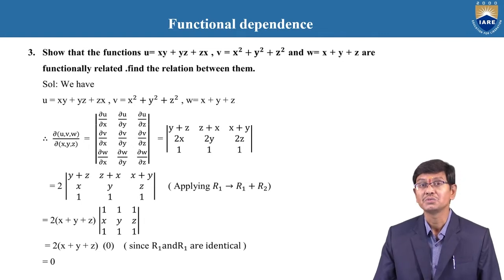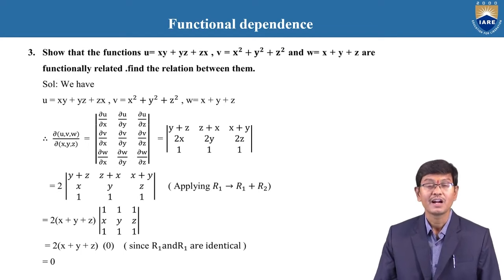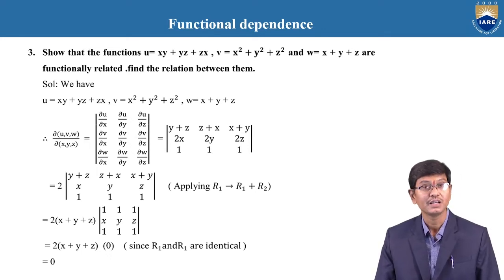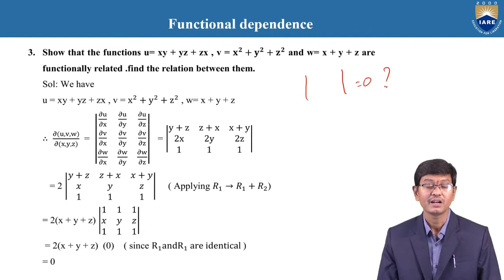So next, show that the functions u is equal to xy plus yz plus zx, v is equal to x square plus y square plus z square, and w is equal to x plus y plus z are functionally related. Then we find the relation between them. Here also, first of all, we need to verify whether the Jacobian is equal to 0 or not. That is the meaning of whether it is functionally dependent or not.